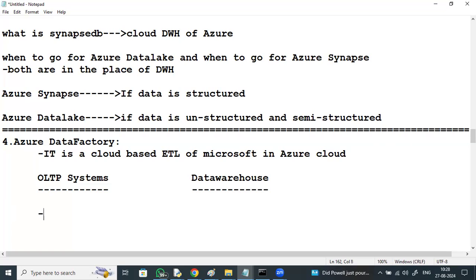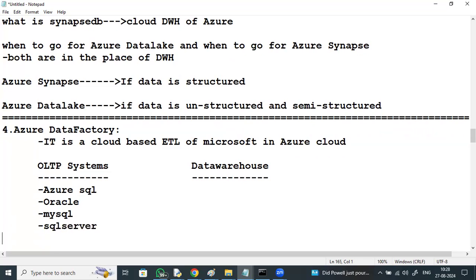Now try to say some examples of OLTP systems for day-to-day operations, in the cloud. Just now we have discussed, right? Which comes as OLTP systems? Azure SQL comes in this. Oracle, MySQL, SQL Server, MongoDB, all these come as OLTP systems.